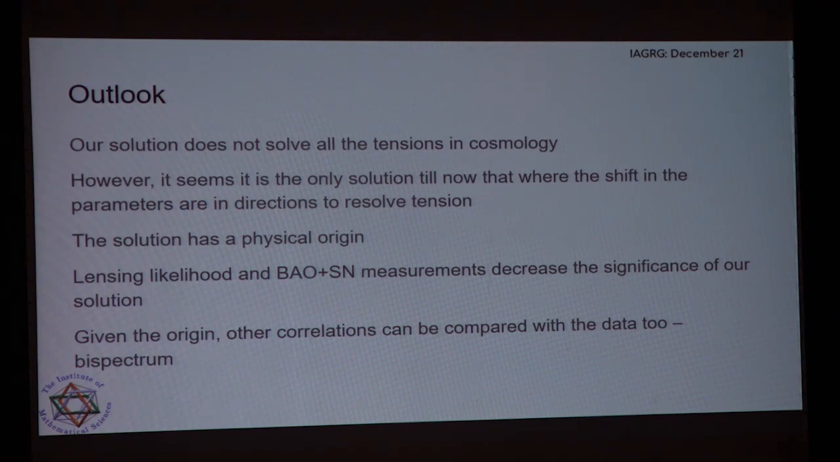There are certain lensing likelihood data sets that are reducing the significance of our model, but not that much. But given the origin and other correlations, for example, if we have the 3-point correlation function, not the power spectrum, but let us say we calculate the bispectrum and compare with the Planck data, we can understand more about the models. Right now we are doing this, and we hope that the results will be out soon, the primordial bispectrum analysis for these models with the Planck data.